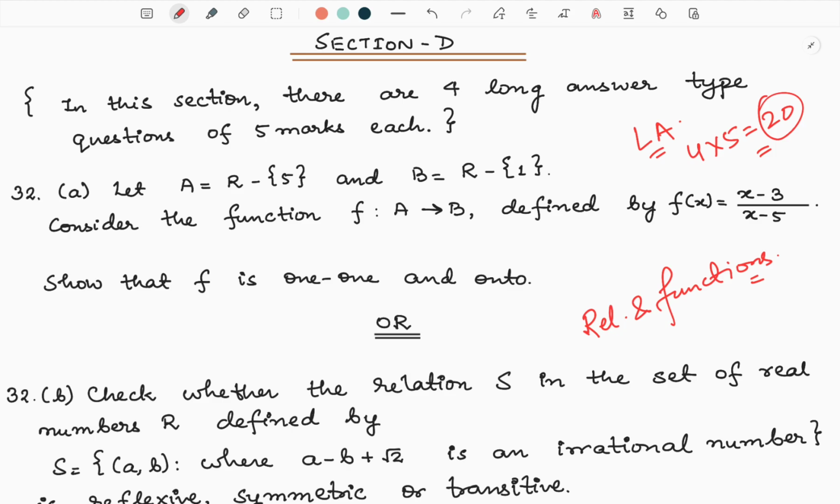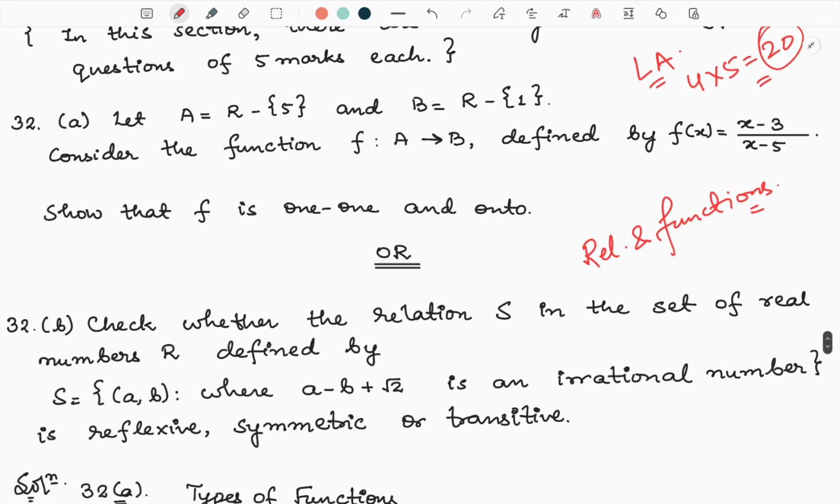32a. Here a function is defined from set A to set B by f(x) = (x − 3)/(x − 5), and we have to show that f is one-one and onto. And the second part is related to relation. A relation is given between a and b such that the ordered pair (a, b) is related as a − b + √2 is an irrational number, and we are asked to find whether this relation is reflexive, symmetric or transitive. As you can see, you should know what is one-one and onto, and what is reflexive, symmetric or transitive.